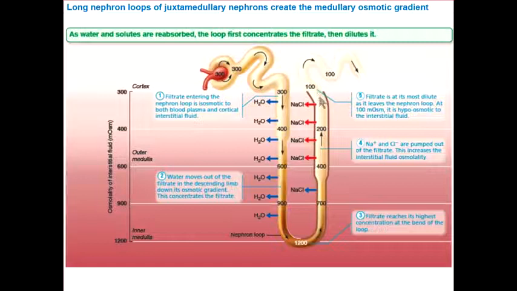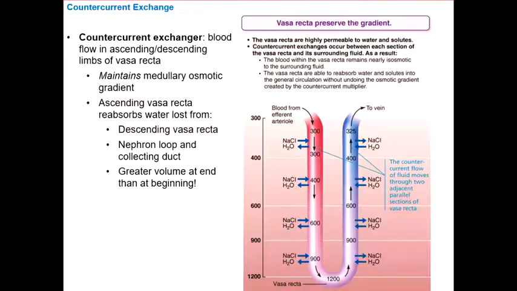So filtrate is the most dilute as it leaves the nephron loop. You can see the milliosmoles is 100, and it is now hypoosmotic to the interstitial fluid. Now it's ready to go into the collecting duct, where we'll continue our story in a little bit.